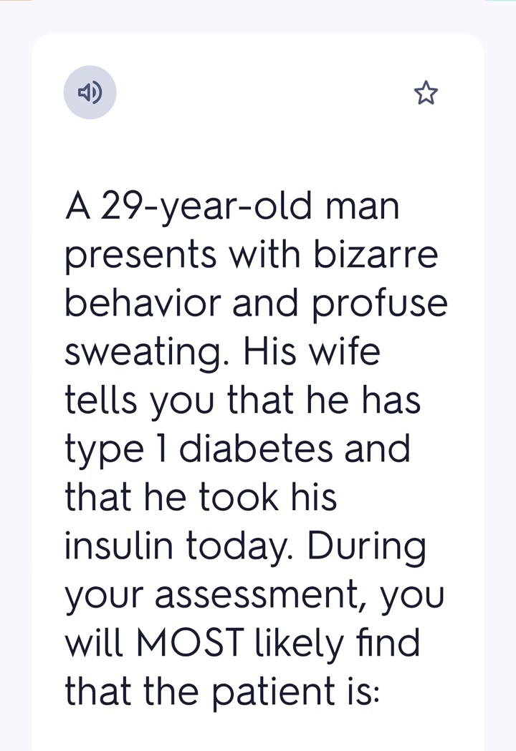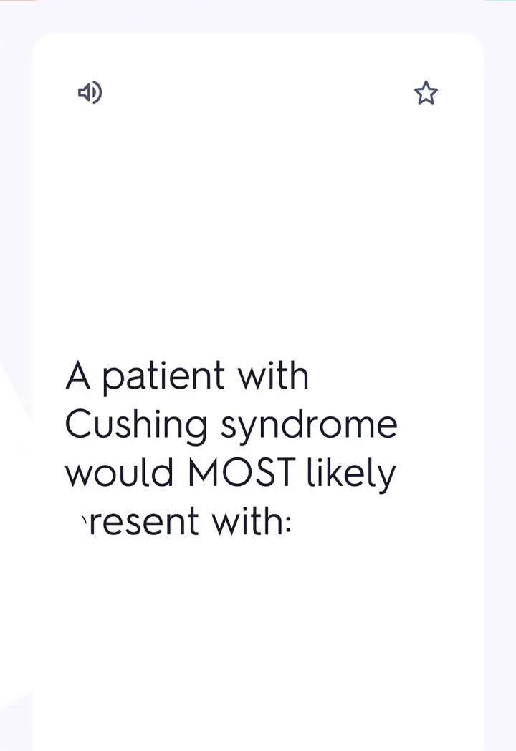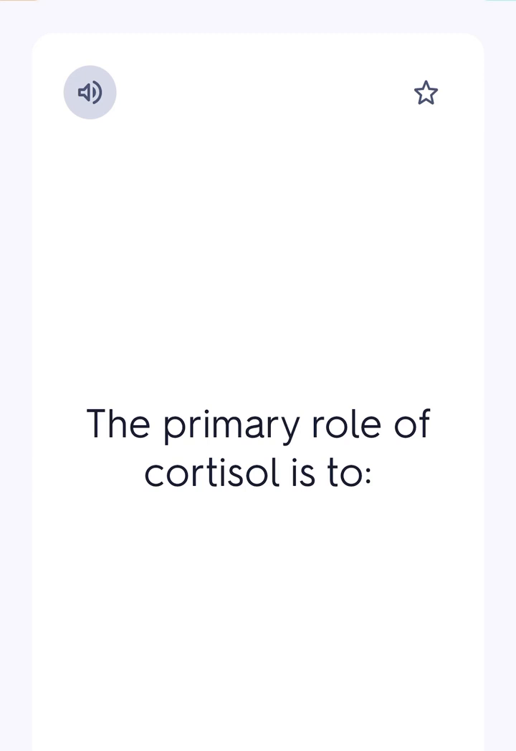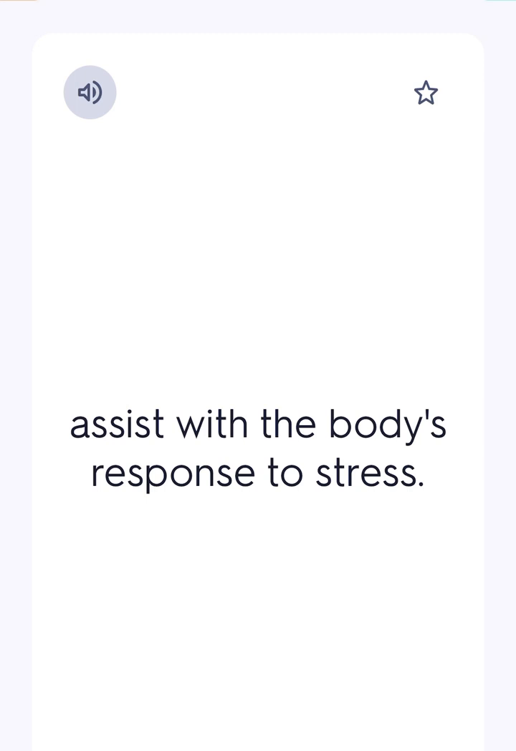A 29-year-old man presents with bizarre behavior and profuse sweating. His wife tells you that he has type 1 diabetes, and that he took his insulin today. During your assessment, you will most likely find that the patient is tachypneic. A patient with Cushing syndrome would most likely present with hypoglycemia. The primary role of cortisol is to assist with the body's response to stress.